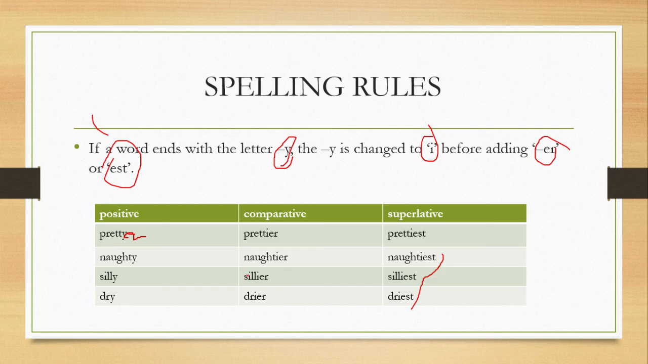Pause the video again. Make 4 words. Here I just wanted you to make 4 words which end with Y. Change the Y to I and add ER under comparative and add EST under superlative. Good.